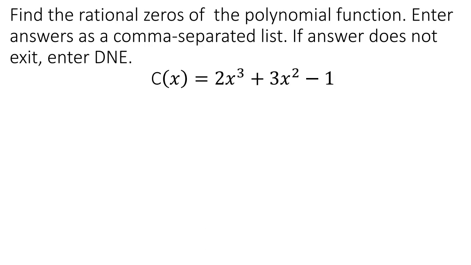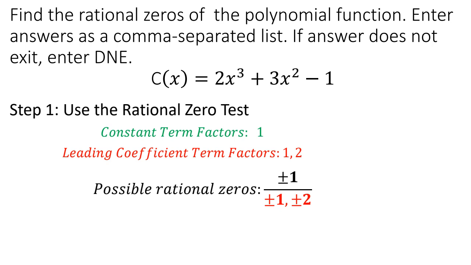All right, so let's look at this problem. Find the rational zeros of the polynomial. Enter your answers as a comma-separated list. If the answer does not exist, you enter does not exist. So again, they gave me a polynomial, and I don't know any of the zeros. So the first thing that I'm going to do to find the possible zeros, so I'm not just choosing numbers at random, is to use my rational zero test. Here my value for my constant is 1. The value for my leading coefficient is 2.